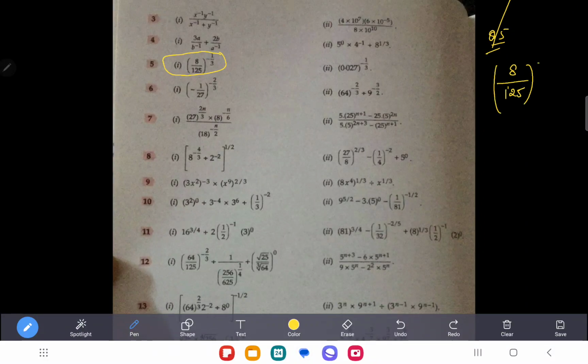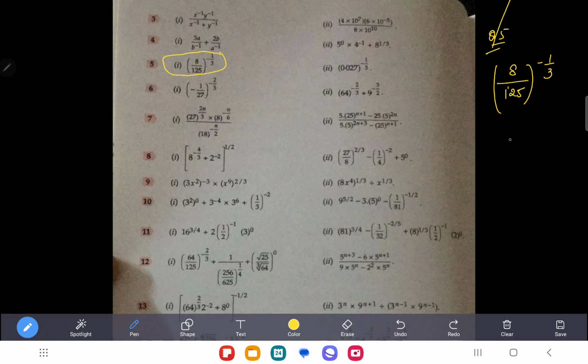Raised to power minus 1 over 3. So, how do you think we should be able to deal with the fractional powers? Samya, tell me. I'm not sure.